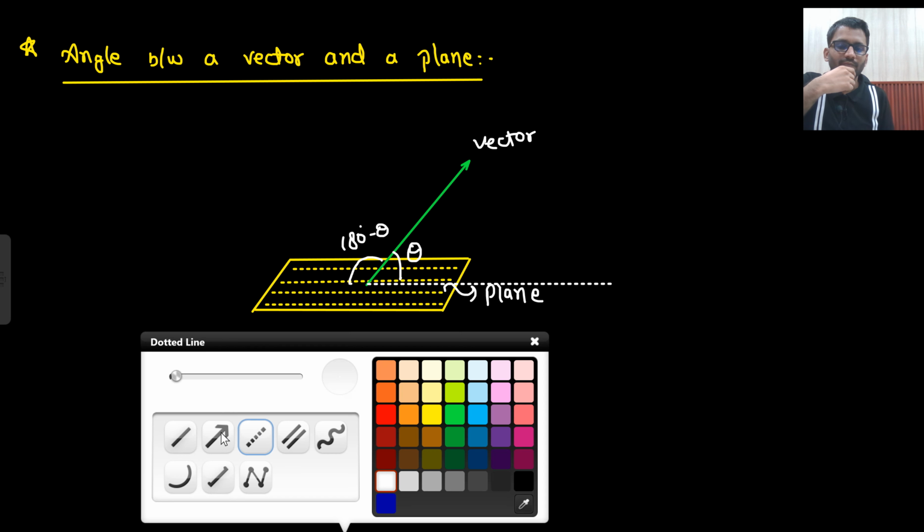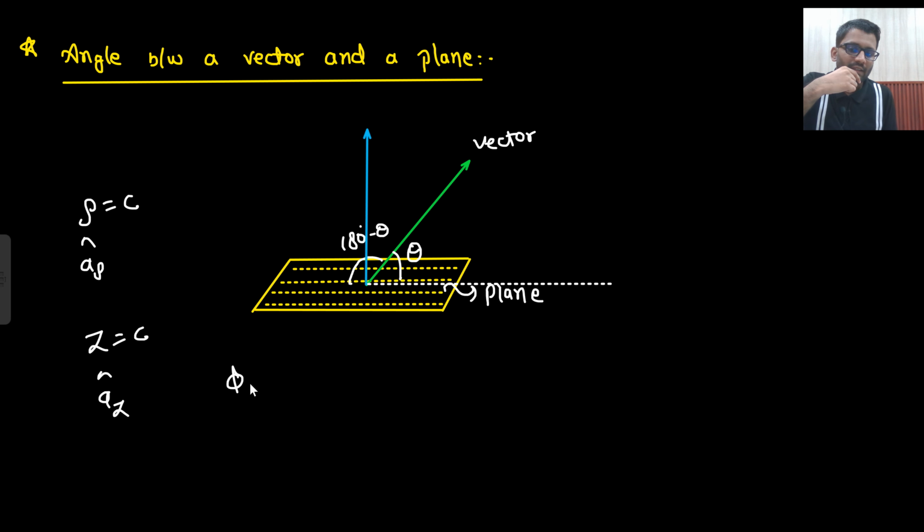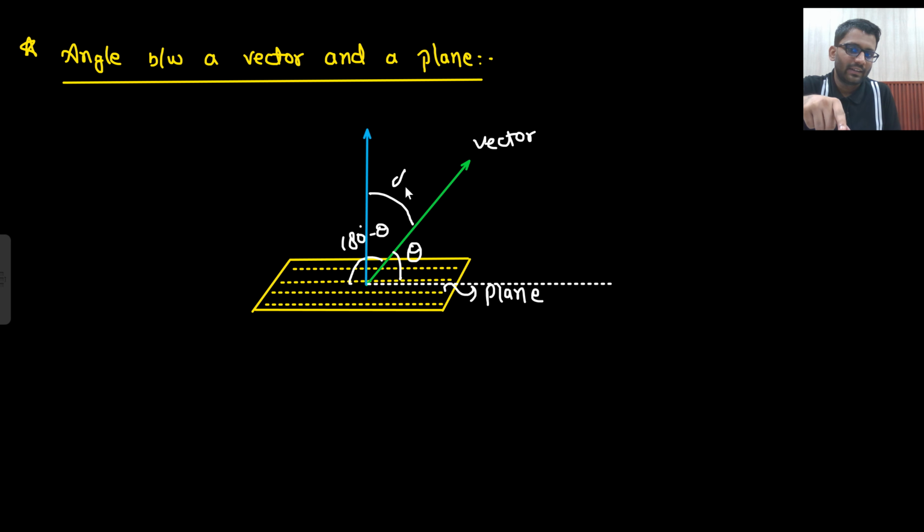So what I am going to do is find the perpendicular unit vector from the plane. If my plane is rho equals c, what will be the perpendicular unit vector? A rho cap. If my plane is z equals c, what will be the perpendicular unit vector? A z cap. If my plane is phi equals c, what will be the perpendicular unit vector? A phi cap. So I can find this vector, right? Then I will find the angle between this vector and this vector. That angle I will call alpha. Then what will be my theta? Theta will be 90 minus alpha.